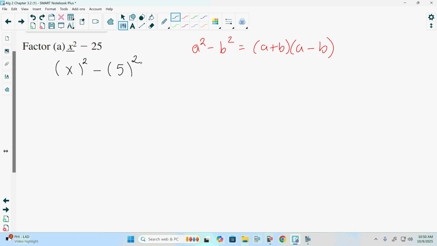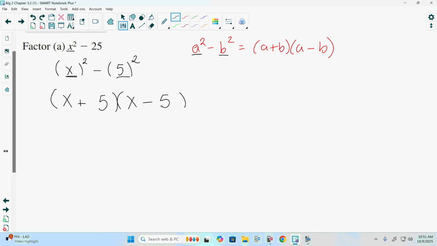And for us here, what's our a relating to? A is just x. B, in our case, is 5. So the general way that a squared minus b squared factors is a plus b times a minus b. And we said a was x, and b is 5. So x squared minus 25 factors as x plus 5 times x minus 5. That's it.